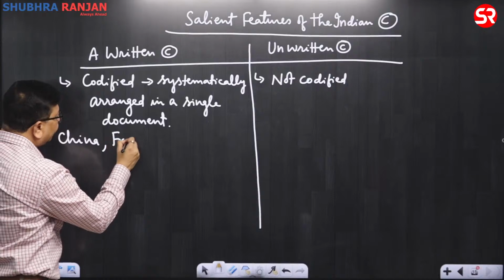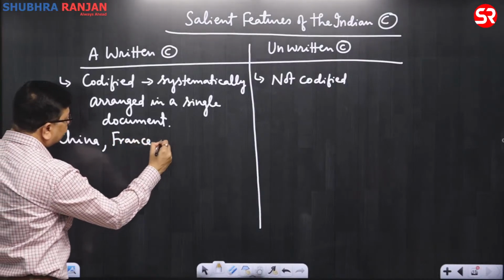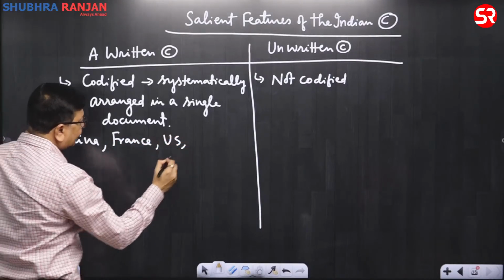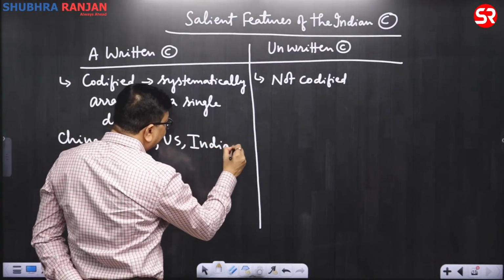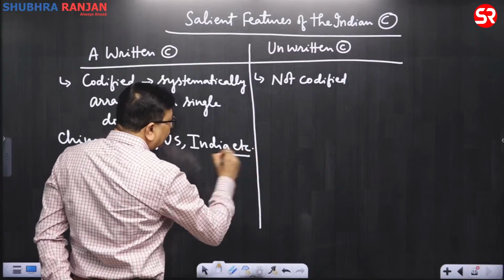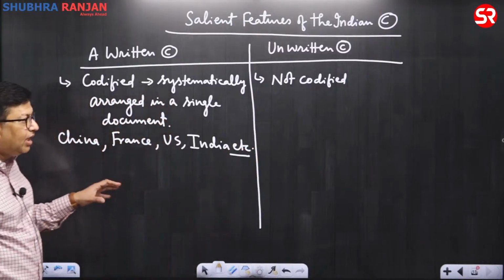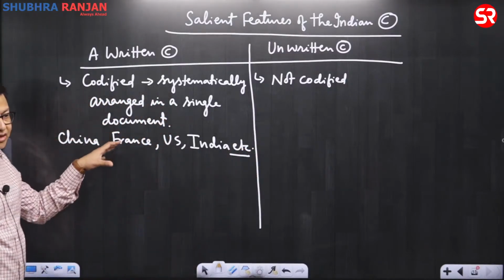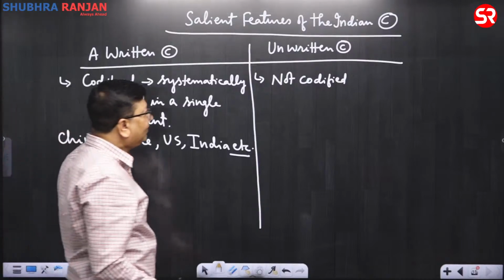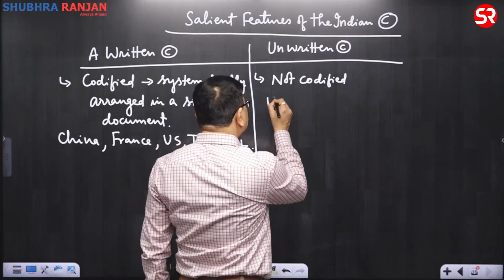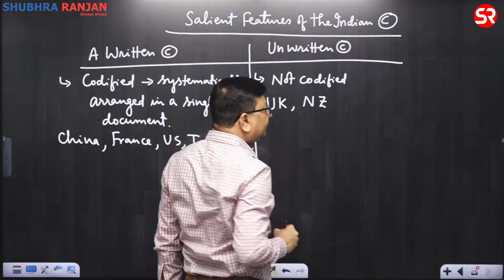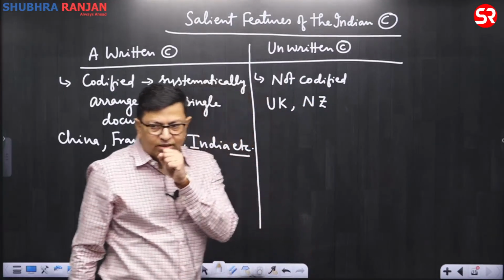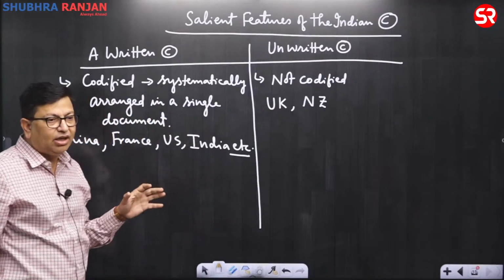China, France, US, India, etc. are some of the countries where we have got written constitution. When we talk about unwritten constitution, United Kingdom, New Zealand can be the examples where we have got unwritten constitution.